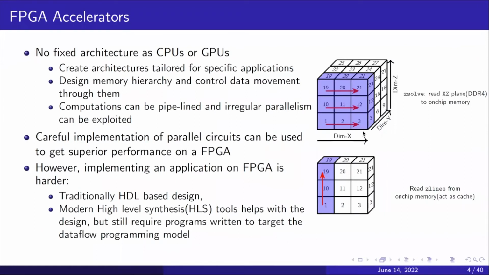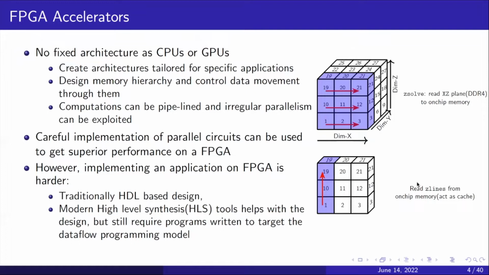In contrast to CPUs and GPUs, FPGAs don't come with a fixed architecture that can be exploited by instructions. Instead, the user can create a custom architecture for a particular application and can control memory hierarchy and data movement. For example, if the user wants to read along the Z lines, it is efficient to read X lines and put the Z plane onto on-chip memory because elements along X lines are contiguous. From the on-chip memory, the user can read the Z lines. Here, on-chip memory acts as a cache.